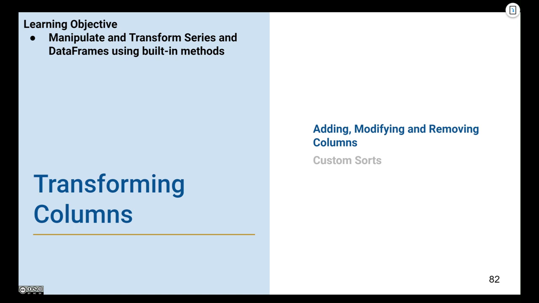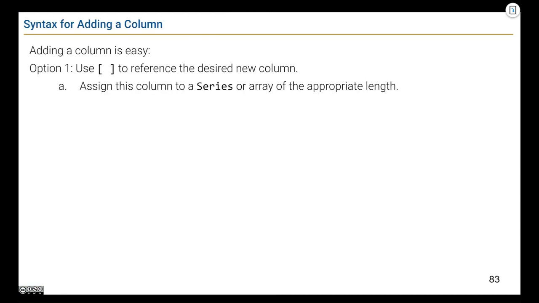So now let's look at how we can transform columns in our data frames. And then we'll look at how we can use this to help us do more customized sorts. So to add a column, the easiest way is just to use the bracket operator. And so let's actually jump over to our Jupyter notebook to play with this for a minute.